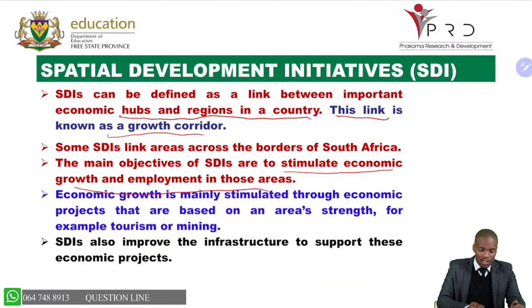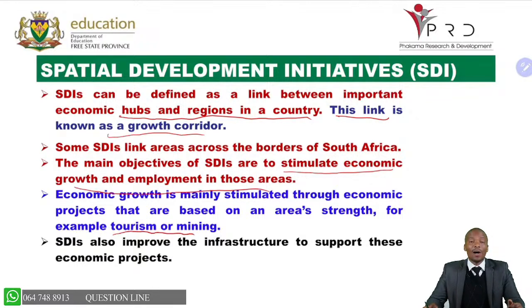We also mentioned examples of those: the issue of tourism and mining. SDIs are also there to improve infrastructure. We've mentioned that as well. So these are the efforts. They act as a corridor. They are there to stimulate economic growth and employment.